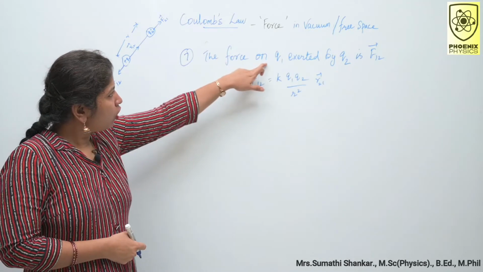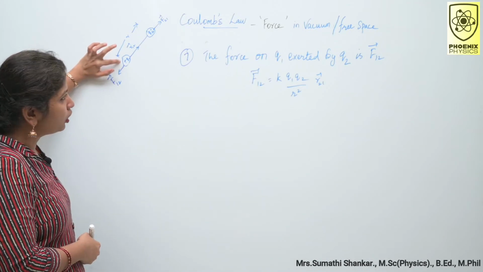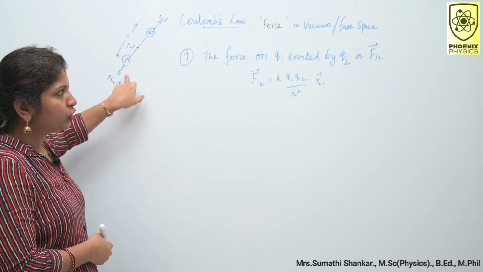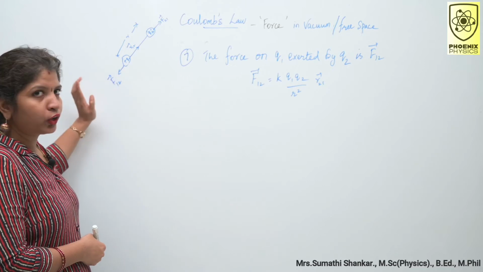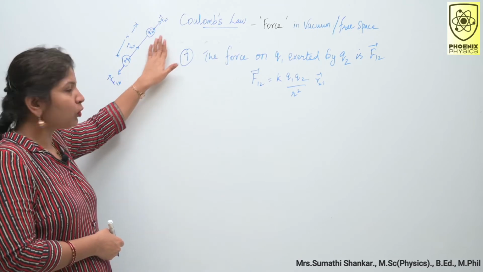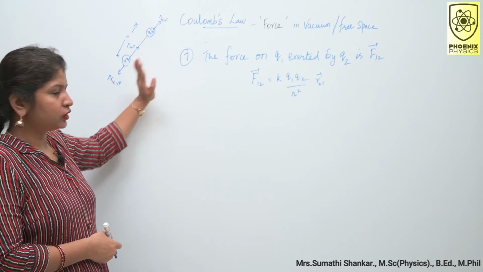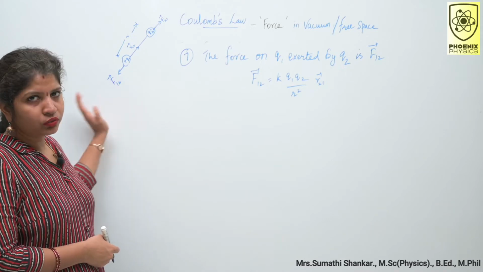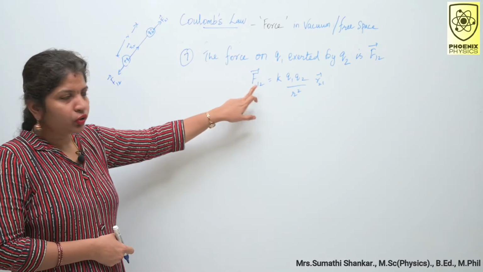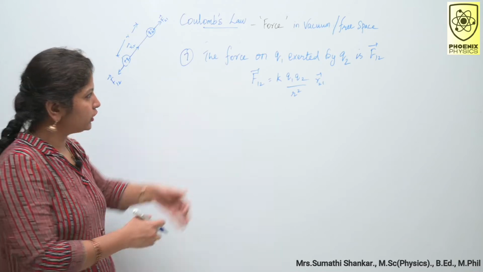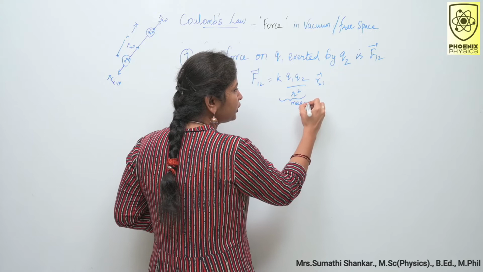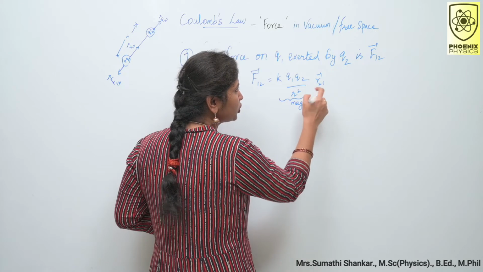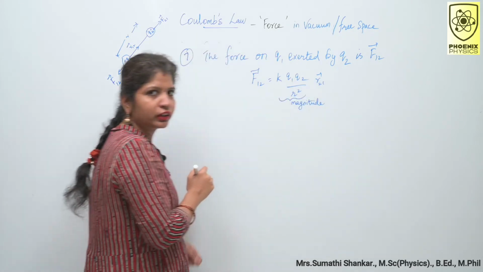The force on Q1 exerted by Q2 is, you know that, F12. So here also I mark the arrow outside because both are positive charges, they repel each other. So F12 is in the outward direction. So how do you write F12? F12 is a vector quantity. So this part will give the magnitude, and the unit vector will give the direction of this force. So R21 is the unit vector here.